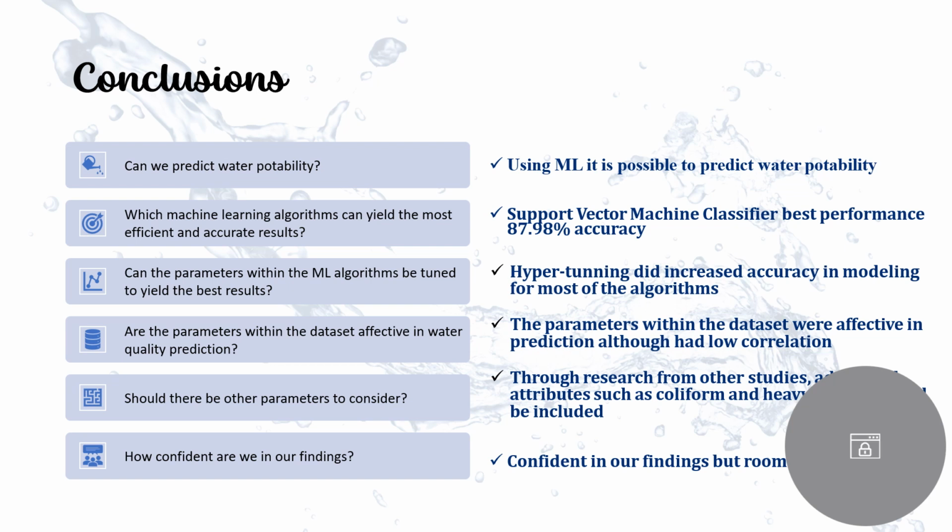Next, for the questions we addressed in the starting, these were the predictions we had. Yes, using ML it is possible to predict water potability. The support vector machine classifier had the best performance, with an accuracy of 87.98%. After hyperparameter tuning, the accuracy increased for most of the models. And are there any relationships between the parameters? The parameters effective in predicting had low correlation. We also have to consider other parameters like coliforms and heavy metals to be included.